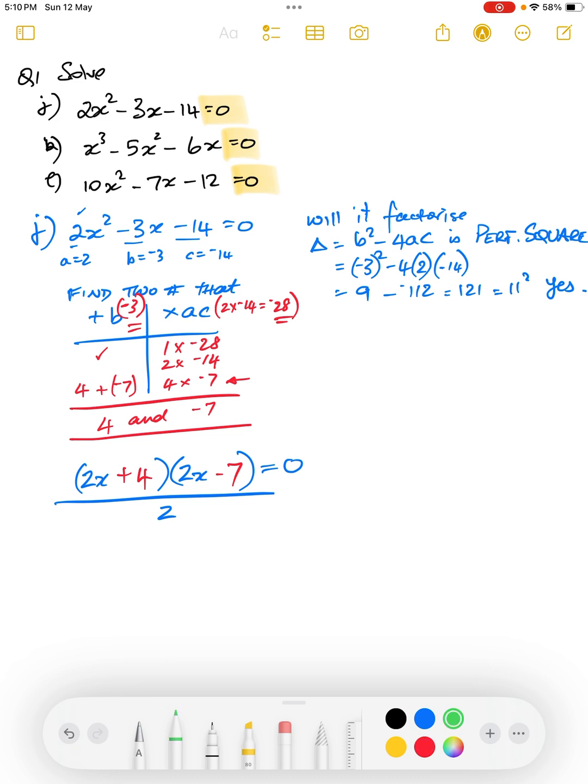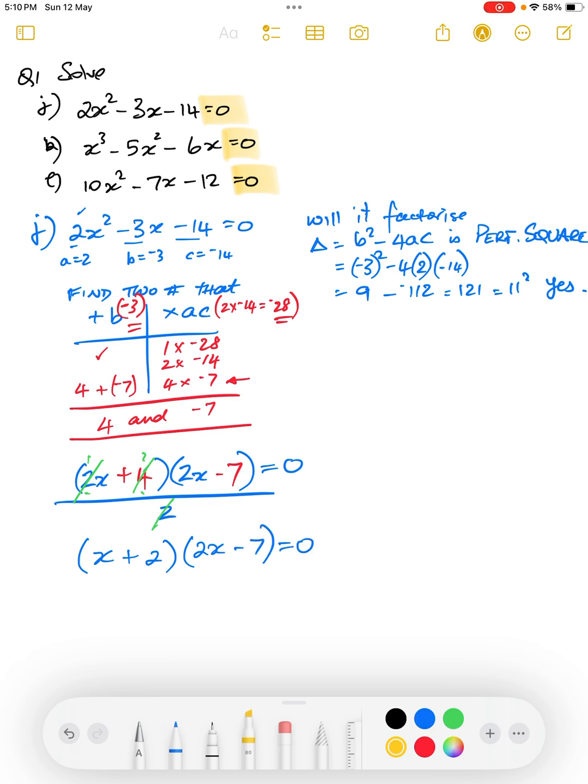Now, the fact is that this 2 here will cancel out of the first bracket because 2 is common in both of these. So 2 in here is 1x and 2 in here is 2. So when they cancel 2 out, we've got x plus 2 in that first bracket and 2x minus 7 in the second bracket.